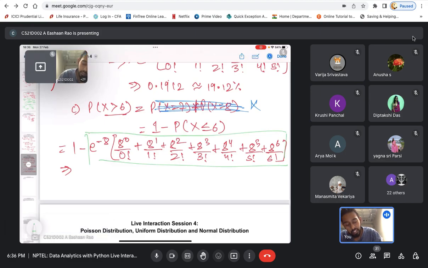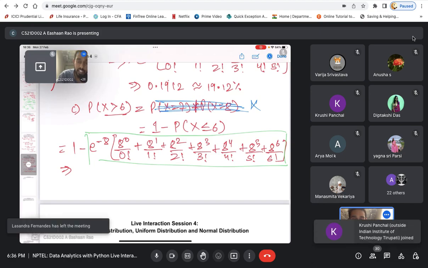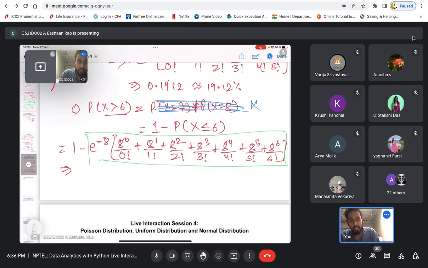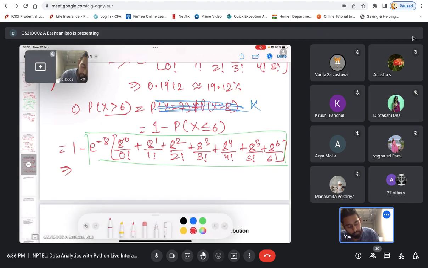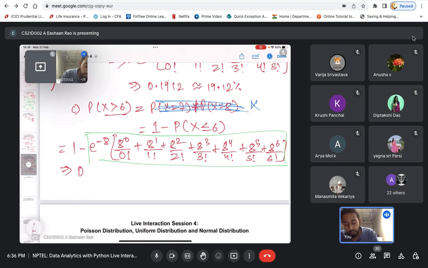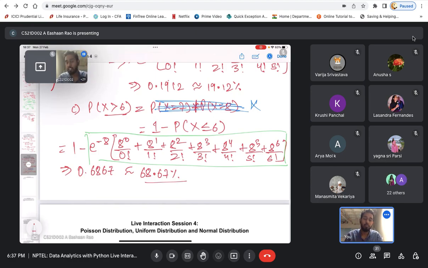The green highlighted box that we are showing is the probability of x less than or equal to 6, that is at most 6 calls that I can get in an hour. For that I'm just subtracting from 1 to get the probability that I can get more than 6 calls in an hour. If you solve this using a calculator, it will be around 0.6867, which is equivalent to 68.67%. So this much chance there is that you will receive more than 6 calls in an hour.